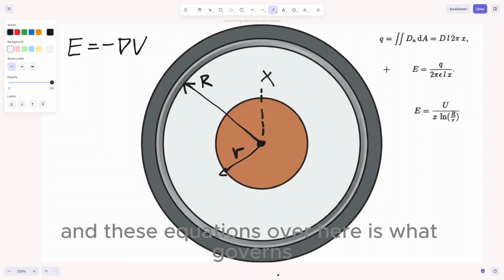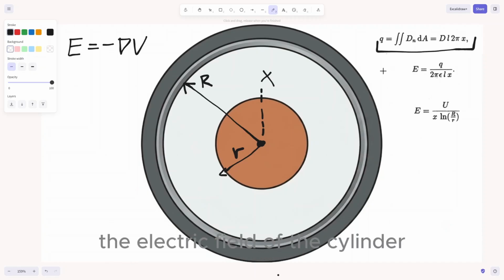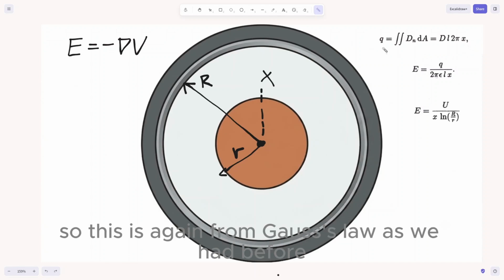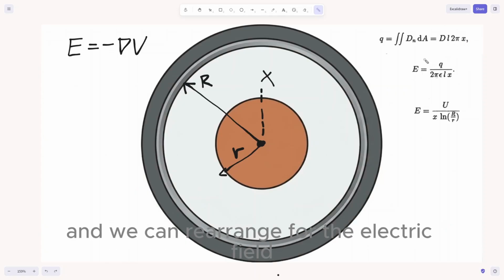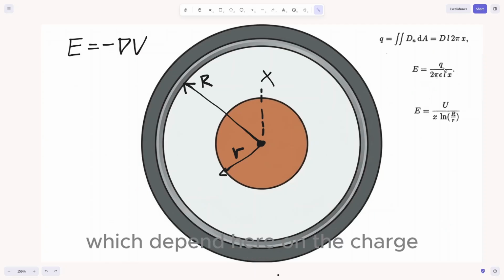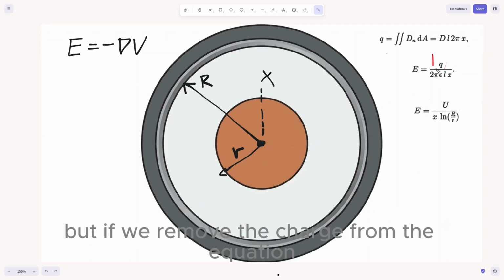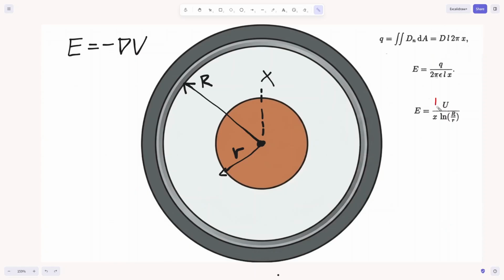And these equations over here are what govern the electric field of the cylinder. So this is again from Gauss's law, as we had before, but just in cylindrical geometry. When we integrate this, we get this equation here, and we can rearrange for the electric field, which depends here on the charge. But if we remove the charge from the equation, then we have an expression that is dependent on the voltage.